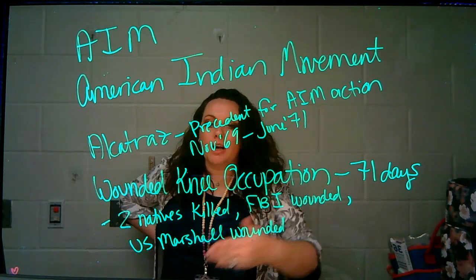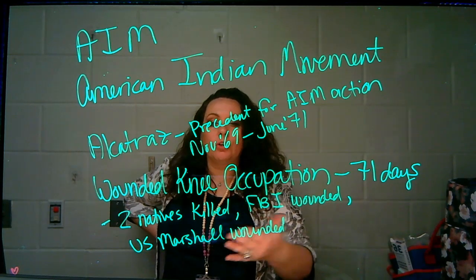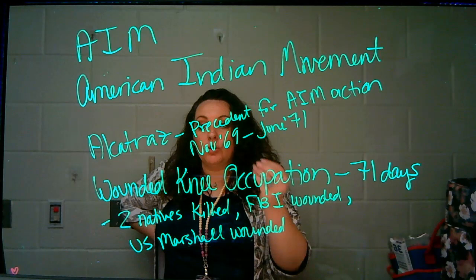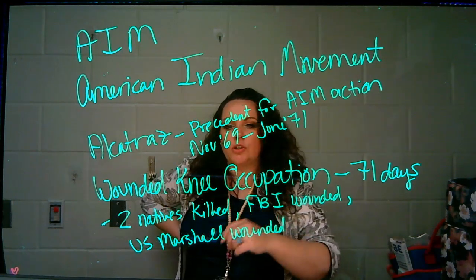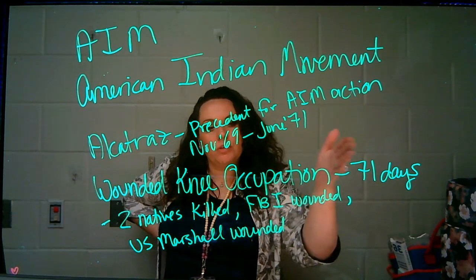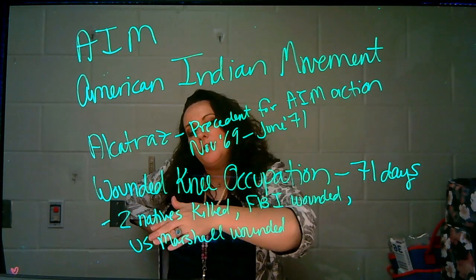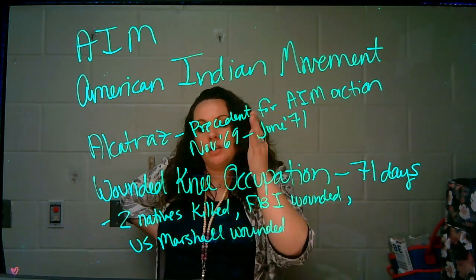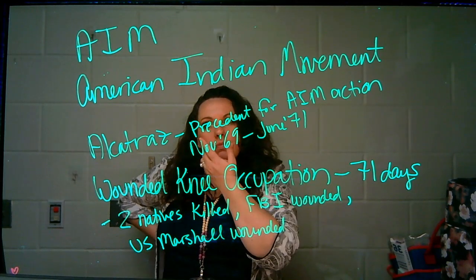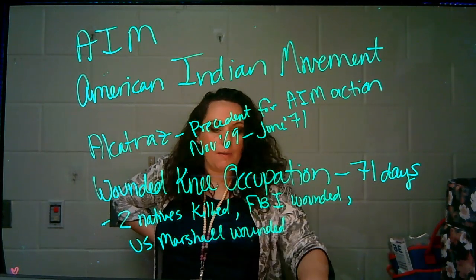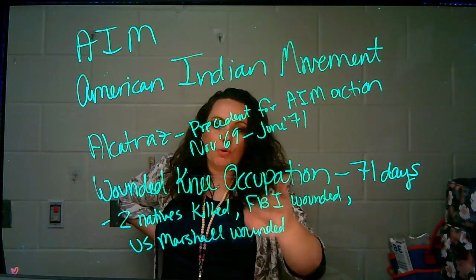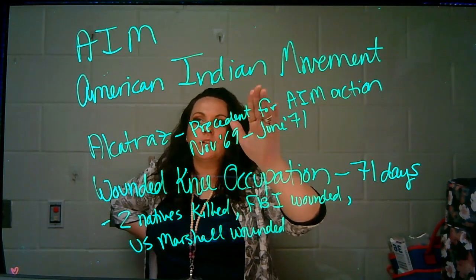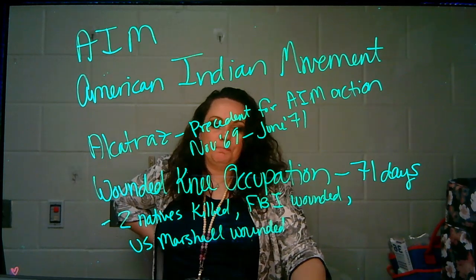People are going to give up, really led by younger members of the AIM movement, the youth. The older teenagers. Wounded Knee occupation is going to be a 71-day occupation of the site of Wounded Knee. 2 natives are going to be killed, an FBI agent is wounded, and the U.S. Marshal is wounded, and it's really going to hurt the movement. Anytime violence ends up with people hurt, it hurts the movement. So these are really the 2 things that you need to know about AIM.